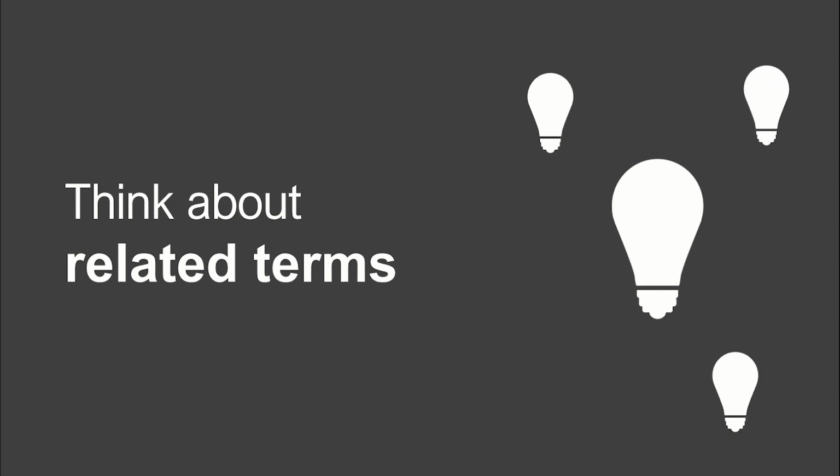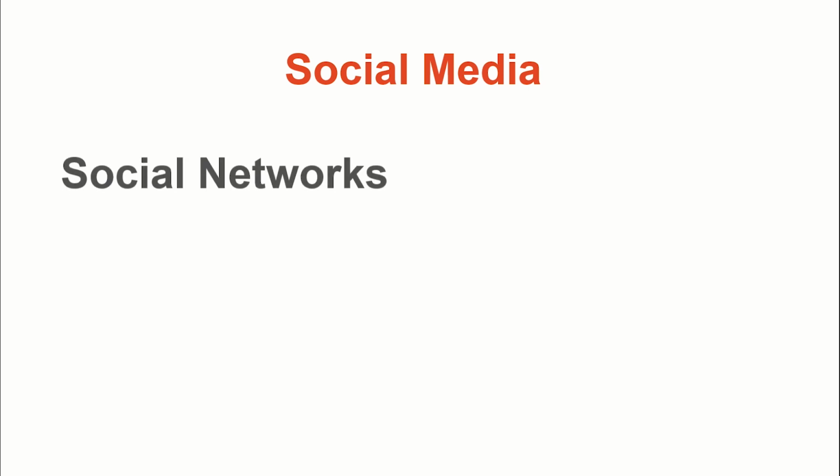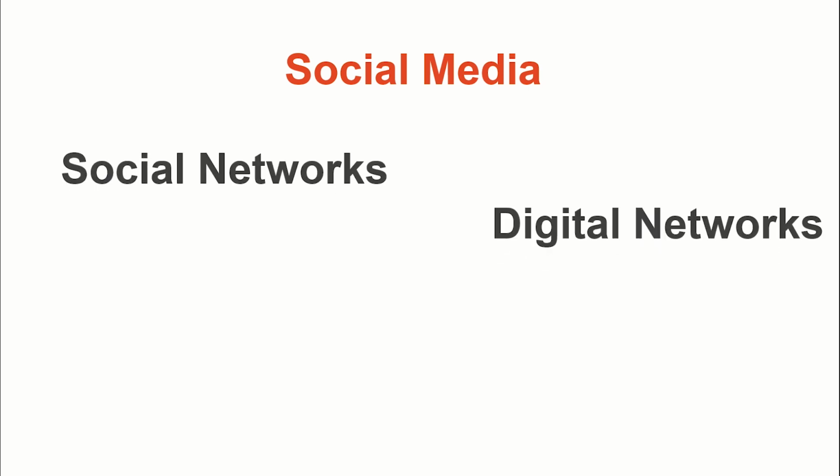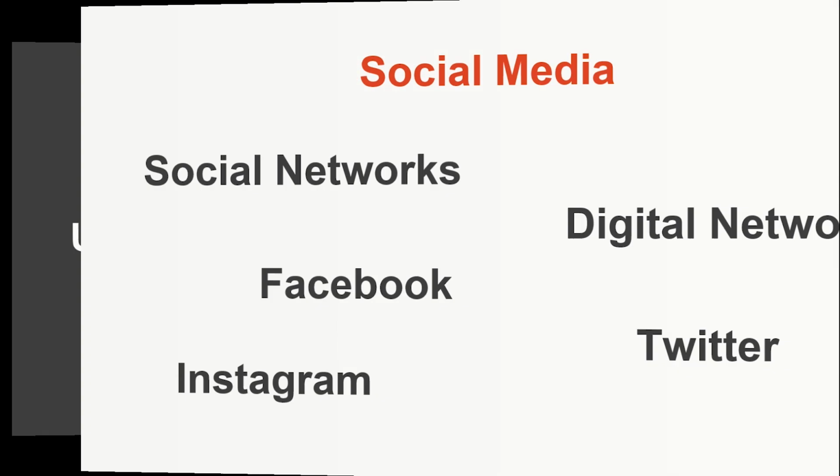Once you've identified your key concepts, you might want to try and think of some related terms. These are different ways of describing your main ideas, because not every resource will describe an idea in the same way. For example, articles about social media might use terms such as social networks, digital networks, Facebook, Instagram, or Twitter. If you don't include these terms in your search, you might be missing out on valuable information. These terms, along with your key concepts, now form your search terms.